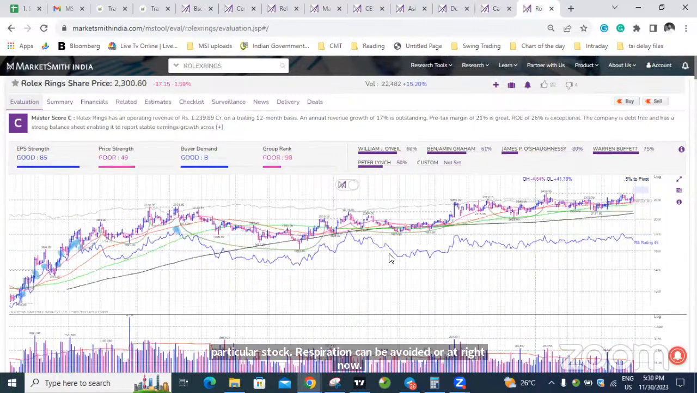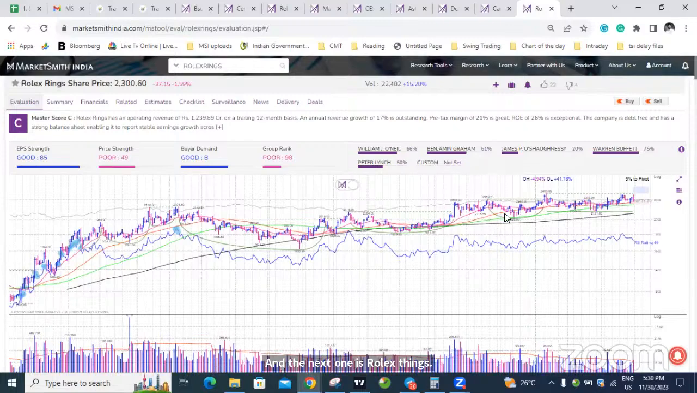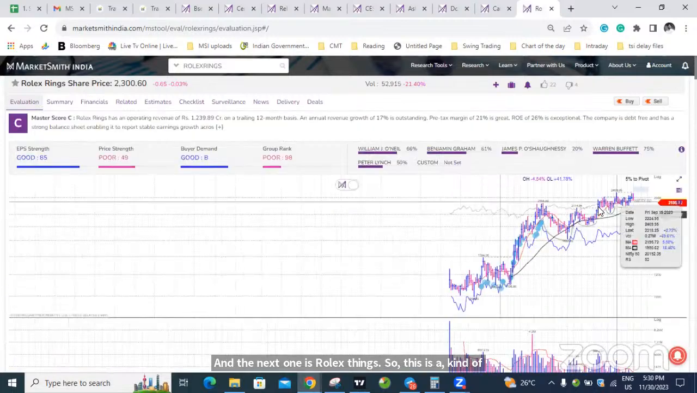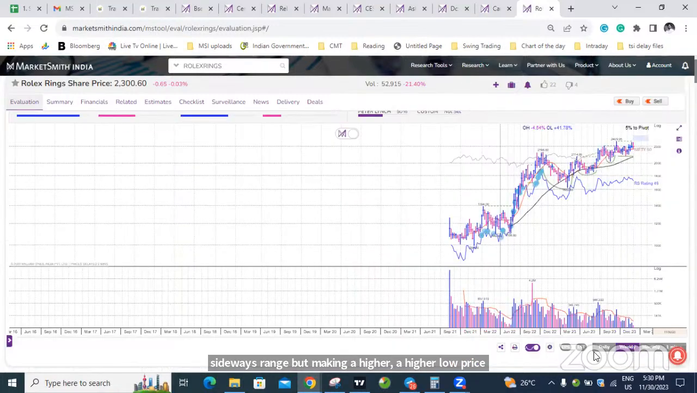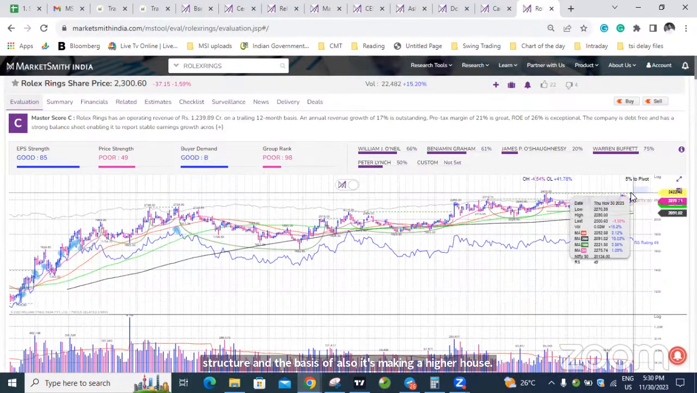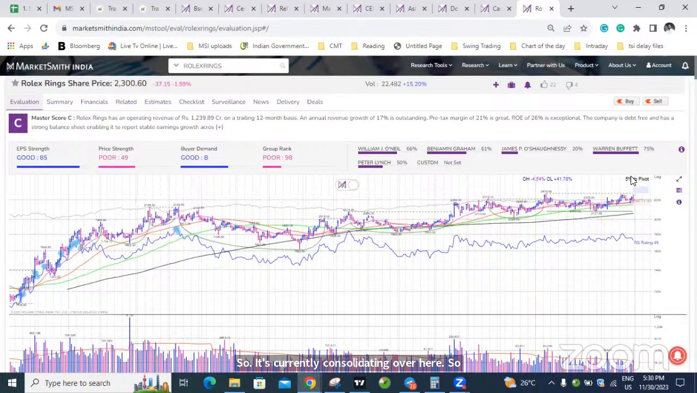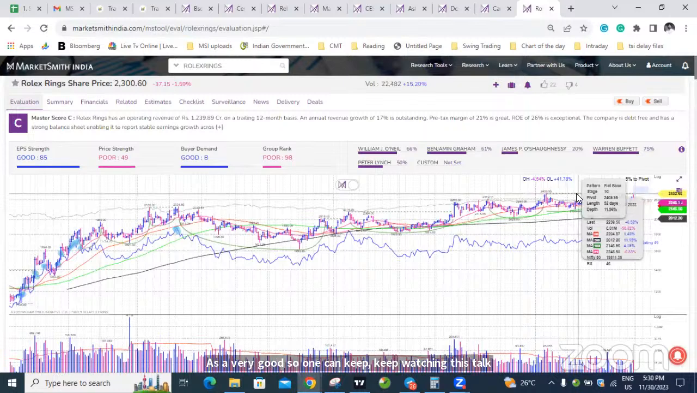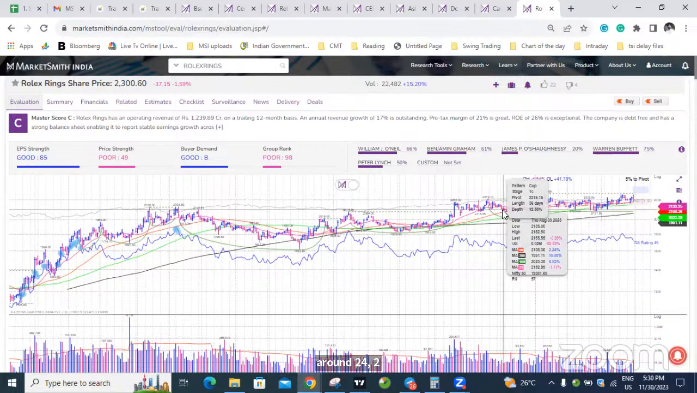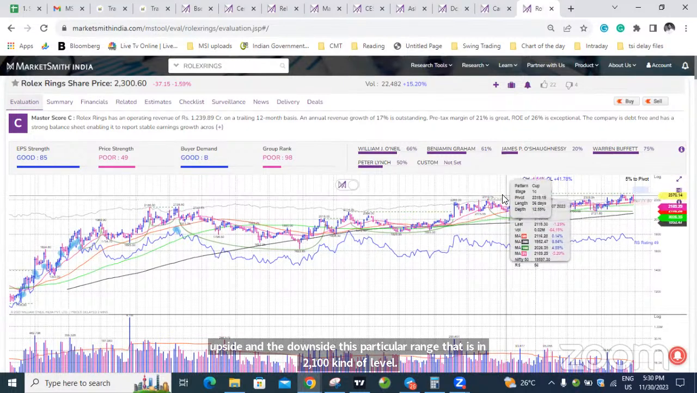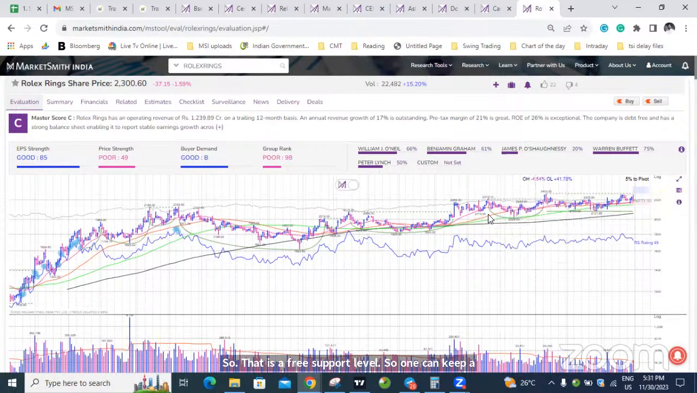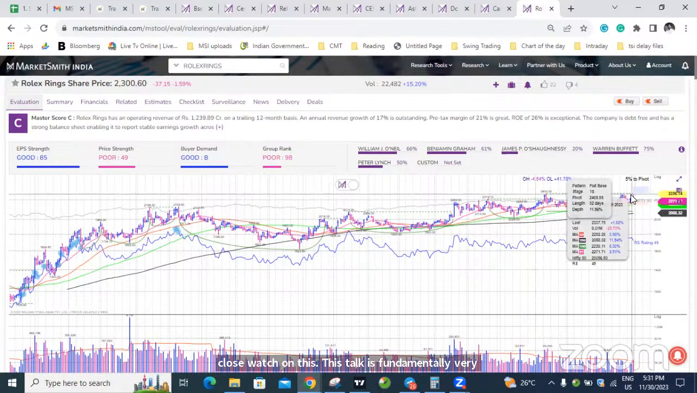And the next one is Rolex Rings. This is a kind of portfolio stock that is trending in a sideways range, but making a higher low price structure, and in the bases it is also making higher highs. So it's currently consolidating over here. A breakout in this particular stock at any time would be very good. So one can keep watching this stock. Around 2400 is a key level on the upside, and on the downside, the 2100 level is a key support level. One can keep a close watch on this stock. It is fundamentally very good, and comes under auto component manufacturers, a fundamentally strong company.